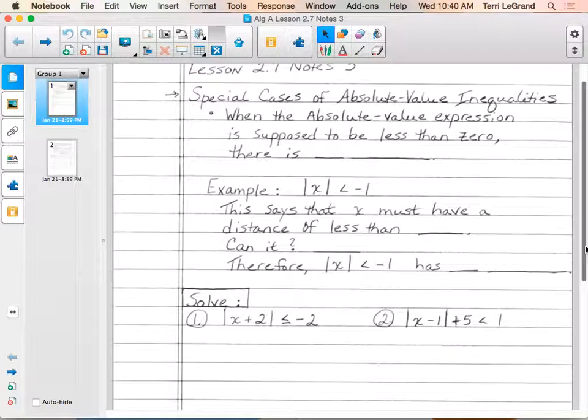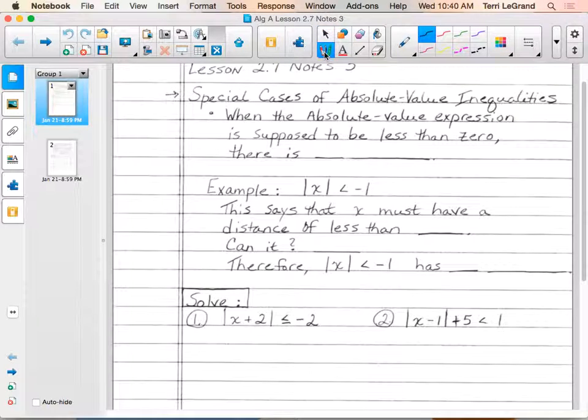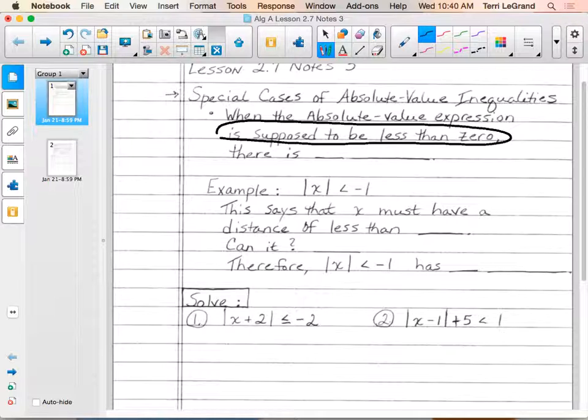When the absolute value expression is supposed to be less than 0, let's circle that. When the absolute value expression is already by itself on one side, and it's supposed to be less than a number that is less than 0, what kind of numbers are less than 0? Negative numbers. We're going to say there's no solution to those kind.